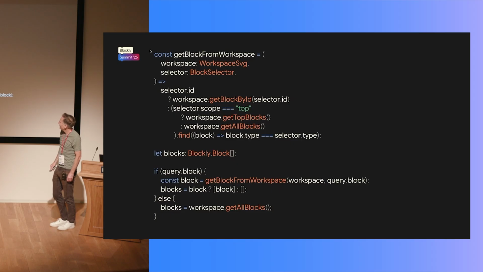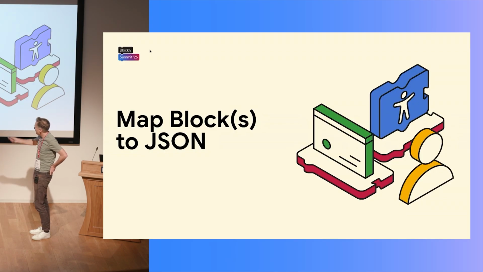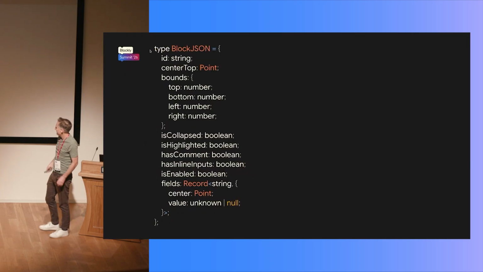And here we go. This is just some searching for the block. You can either look through top blocks or all blocks. And then you've got the last part of it, which is I had to map various properties of the blocks to JSON so we could take a look at it. So that's just various properties.